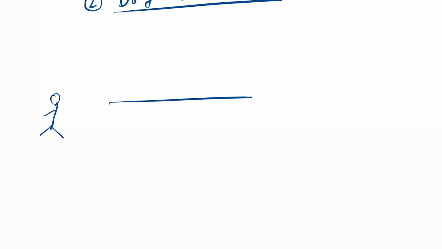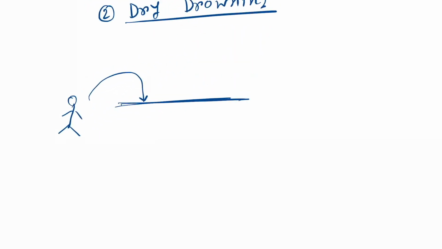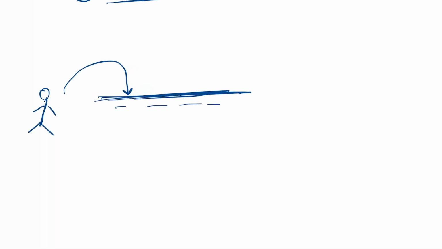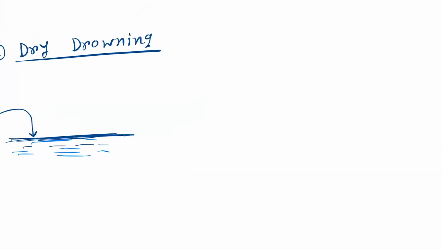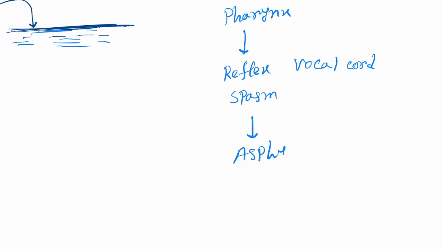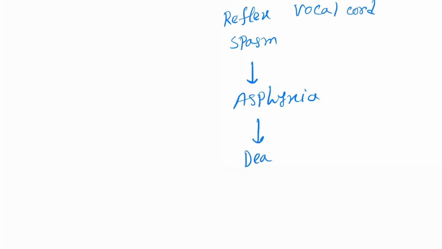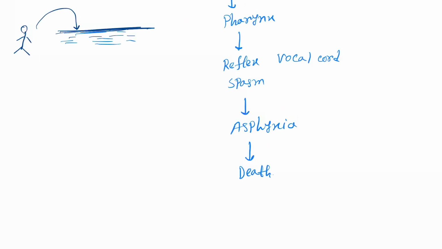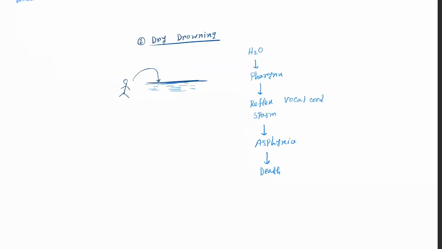Number two is dry drowning. Okay, so here the person will float on the surface of the water. Okay, so H2O will go to the pharynx, then it will cause reflex vocal cord spasm, which ultimately leads to asphyxia and ultimately leads to death. So here the cause of death is asphyxia because of vocal cord spasm.